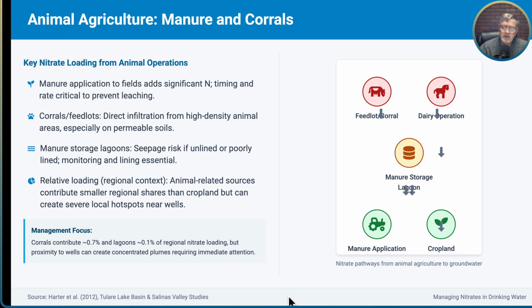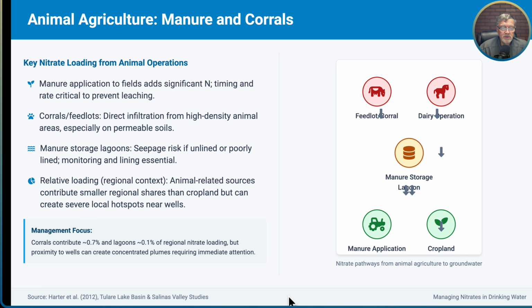Corrals and feedlots cause direct infiltration from high density animal areas, especially on permeable soils. This is also a problem in the Central Valley of California. Usually in the Central Valley, there are a lot of feedlots down there, and you can just go by and see all the manure out there, and it's raining. The cows are stepping in it, and it's working its way into the soil. So it makes for a mess, and it can create local hotspots here.